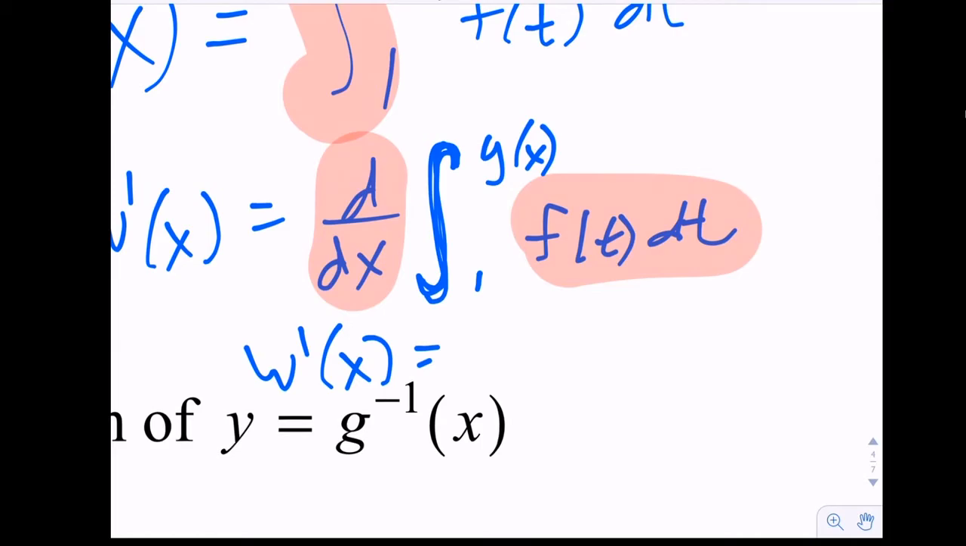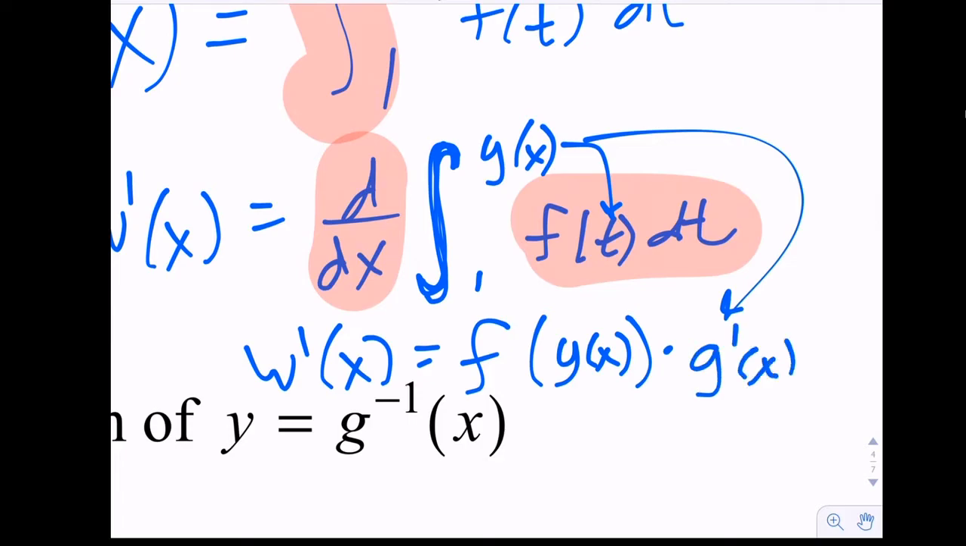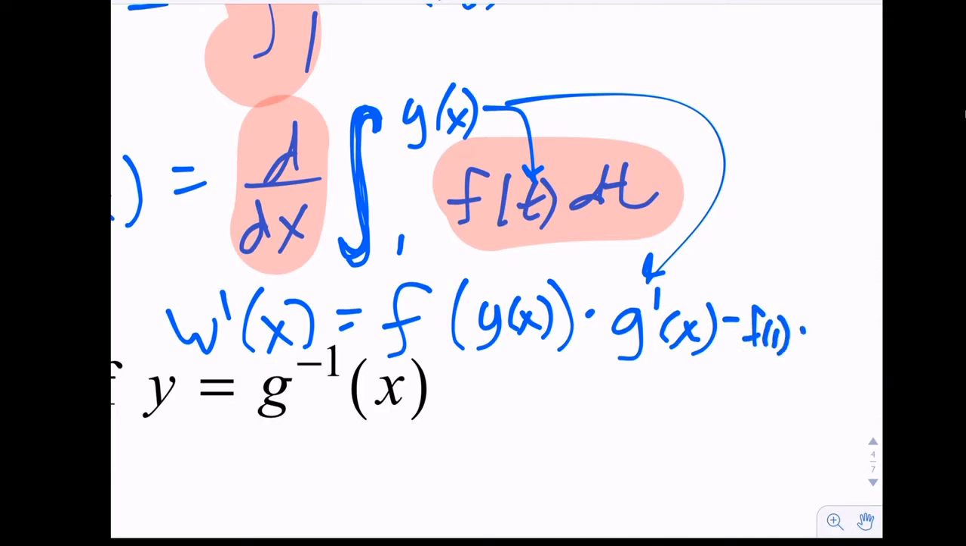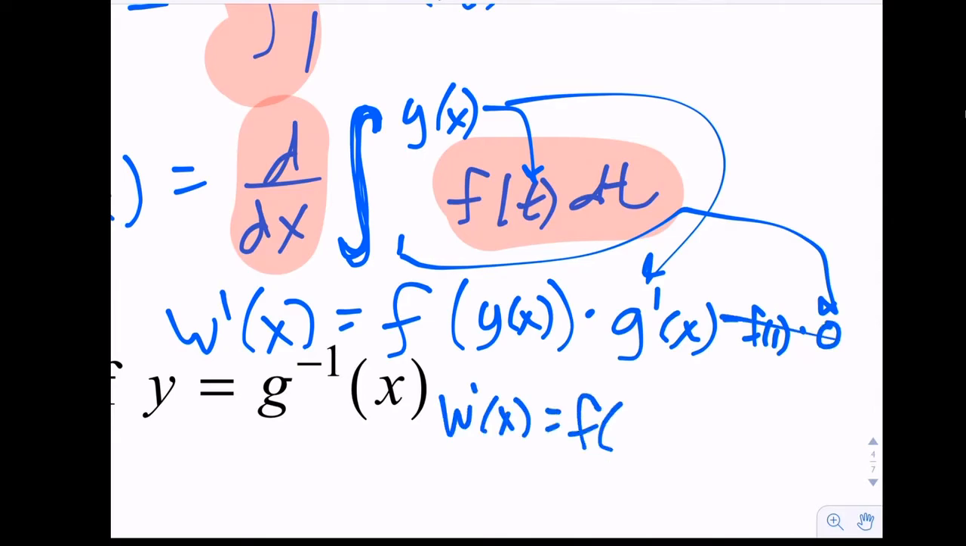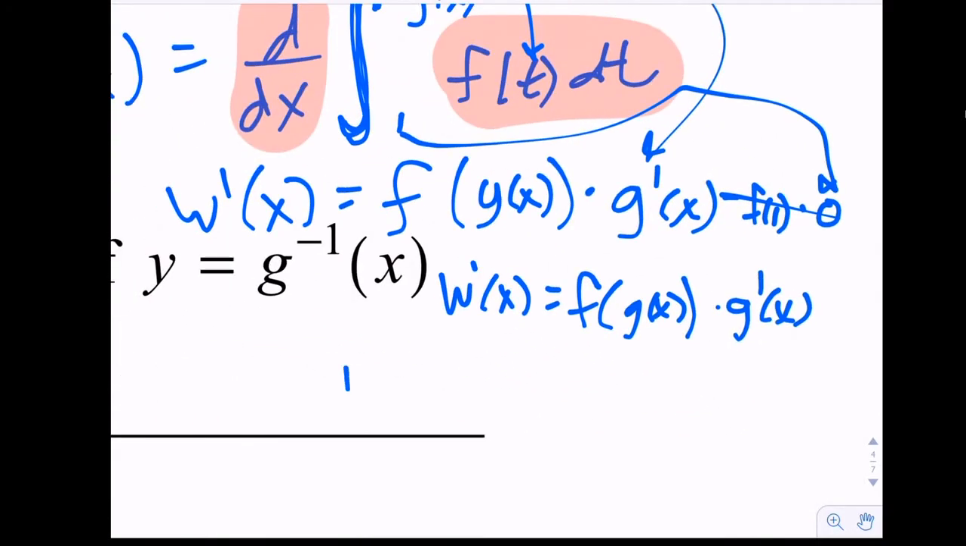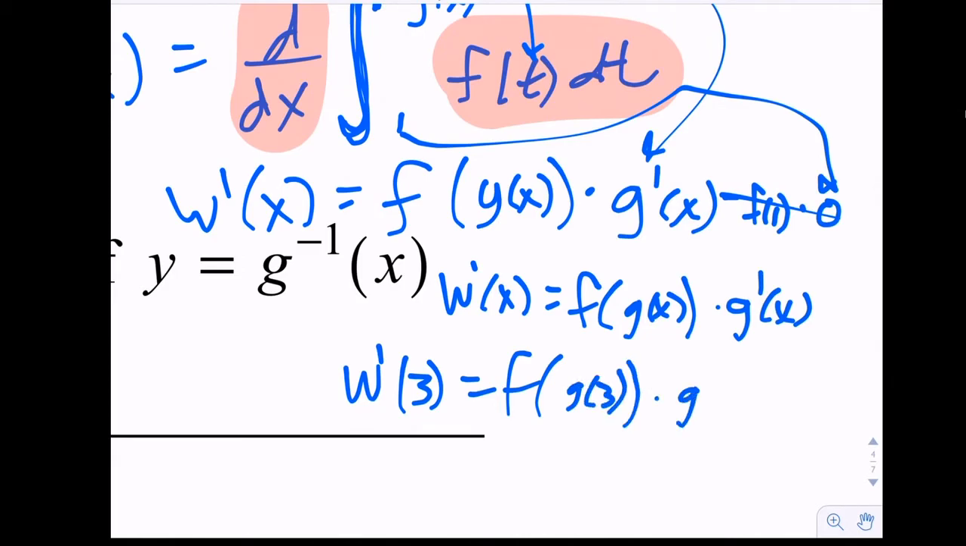So these two things undo each other, and you're left with f of, you're going to plug in the top for t, g of x, times the derivative of what you plugged in, which is g prime of x, minus, you can do the same thing on the bottom, f of 1 times the derivative of what you plug in. But what's the derivative of 1? 0. So you end up with W prime of x equaling f of g of x times g prime of x. And now all you have to do is plug in your value of 3, and W prime of 3 would equal f of g of 3 times g prime of 3.